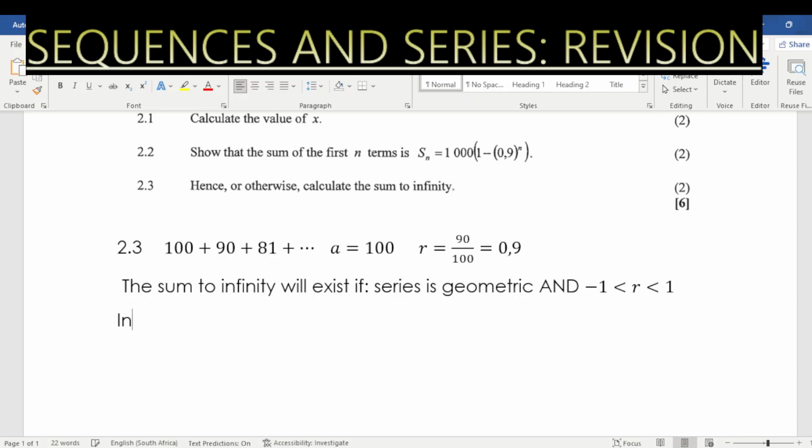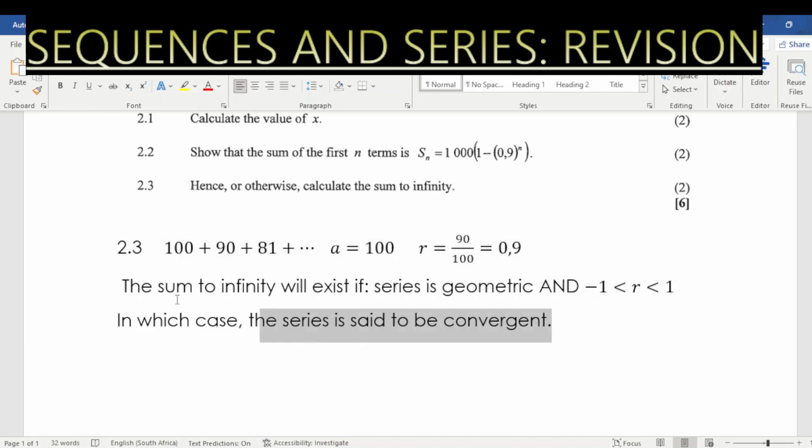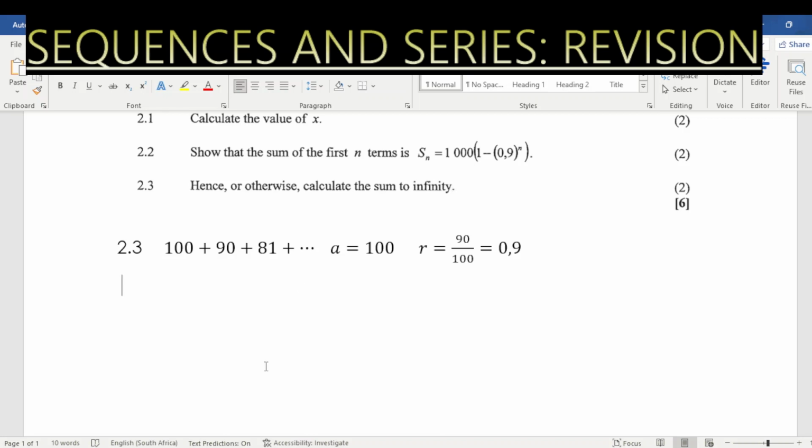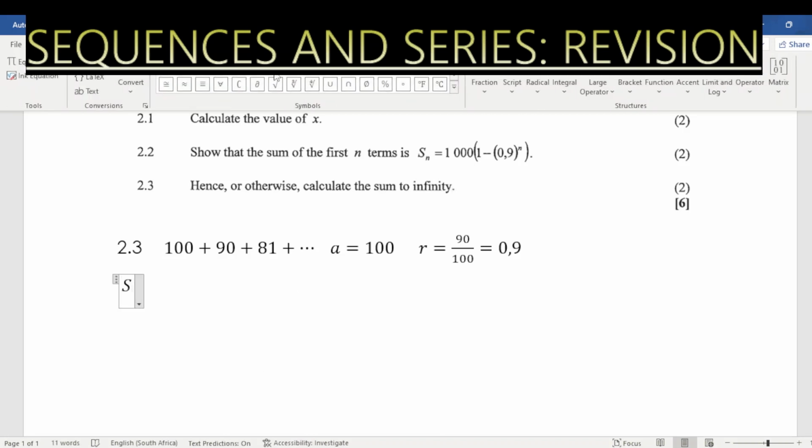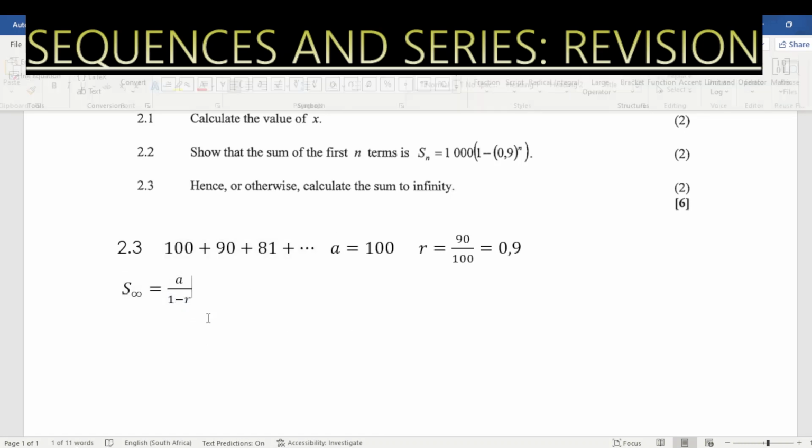In which case the series is said to be convergent. So this is definitely a convergent series. There is a formula for the sum to infinity. So we're going to write the formula, which is also well known. Your teacher should have shown this to you before. Let's switch this to 1 minus r, so we can get that positive number.